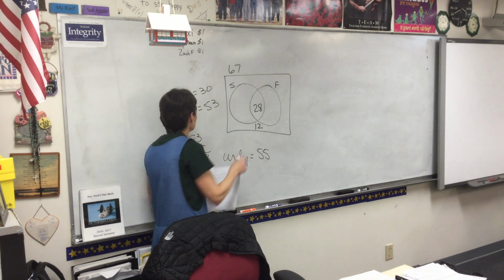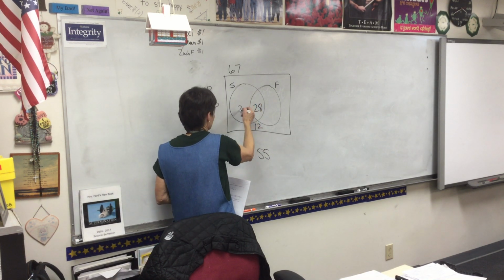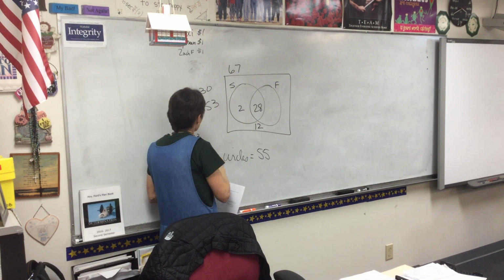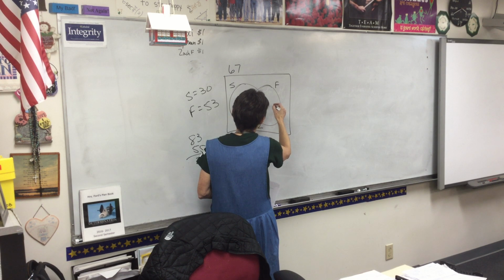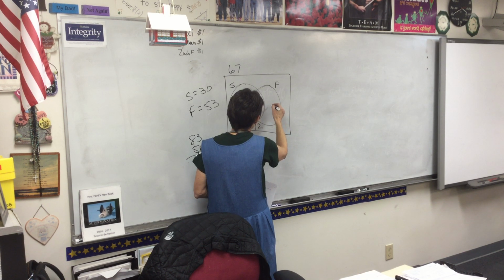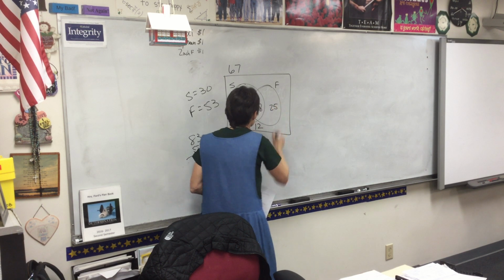All right, so what does that mean? If that whole circle is 30, there must be 2 here. And if that whole circle is 53, how many would that be? 25?